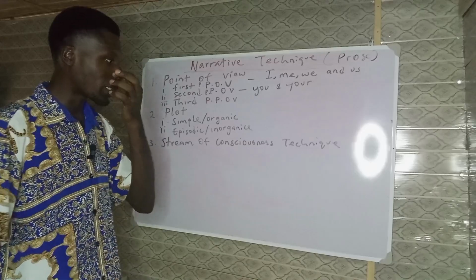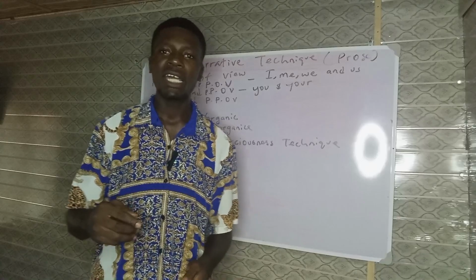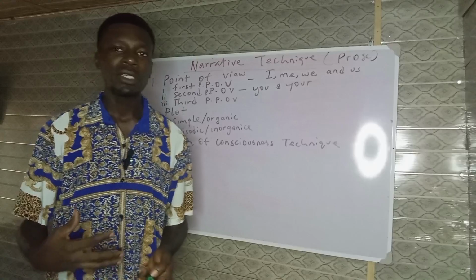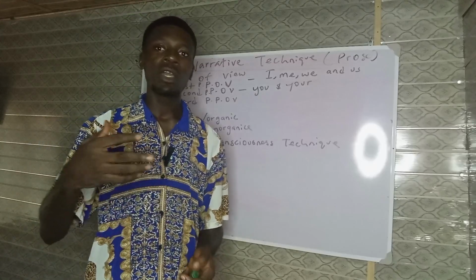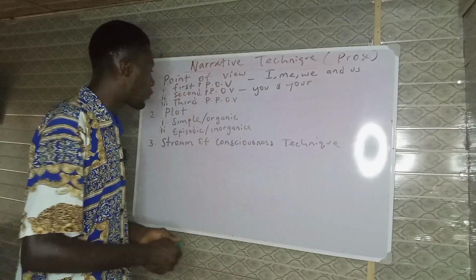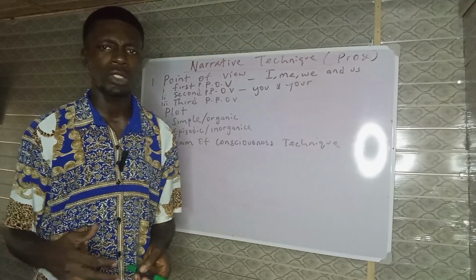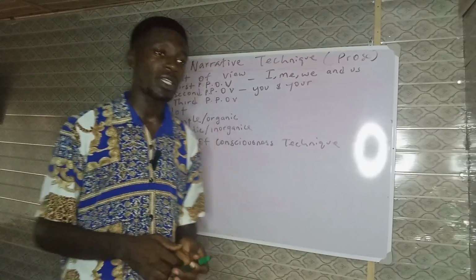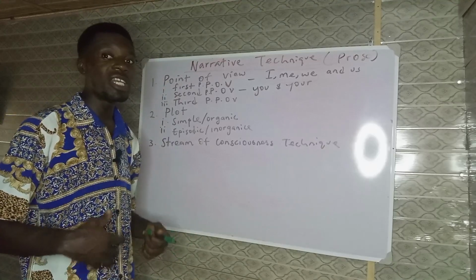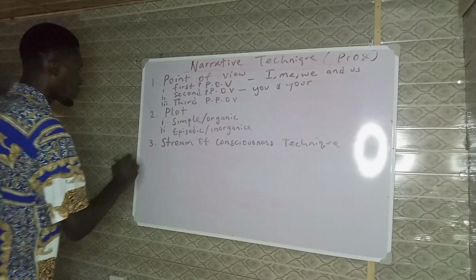In a stream of consciousness technique, the writer is able to reveal the thoughts of the character. So you could see what the characters are thinking per time. When that occurs, we refer to that as the stream of consciousness technique. And it occurs so much in writing. What you find the prose writer or the novelist doing is that he or she releases what is in the mind of the character.